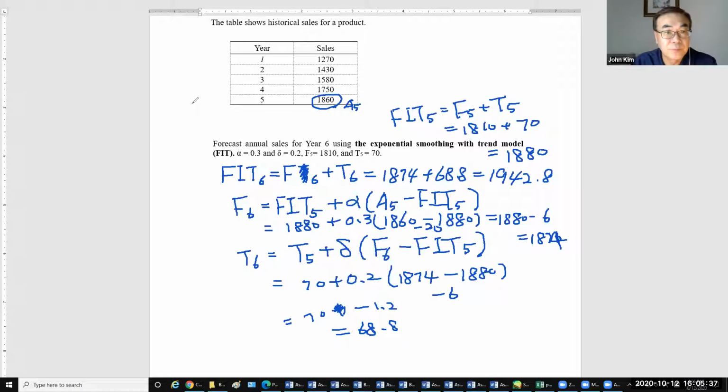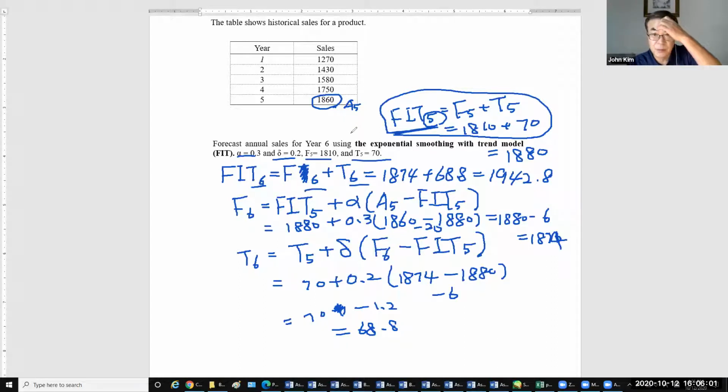So this problem, the first key to solve this problem is this one: find the FIT one term earlier than asking, and then plug in alpha, delta, F5, T5, and A5. So I think this one is not very hard. Do you have any question about this question? Okay. And now we can move to next question.